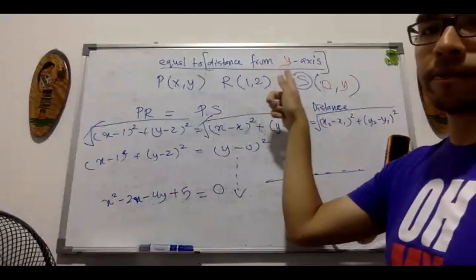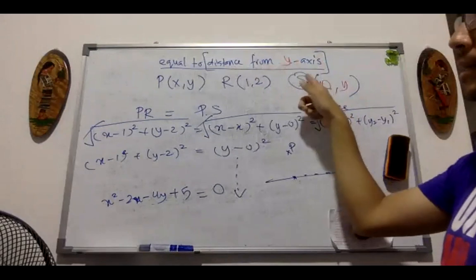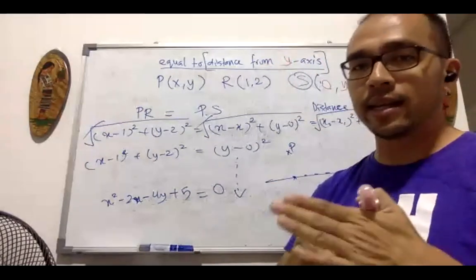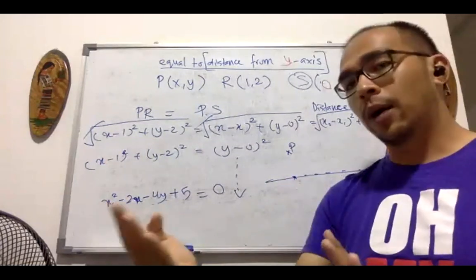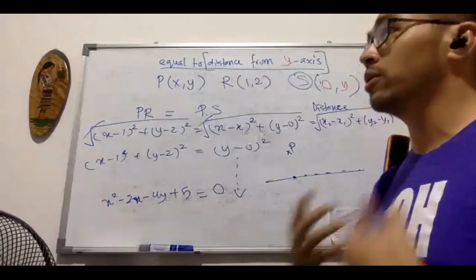Bagus juga kamu tahu this thing. Okay, kalau distance from y-axis begini, kalau distance from x-axis is x, 0. Whichever axis that is the same distance, that's the one that becomes the unknown. Dia punya kawan yang akan jadi 0. Simple way to remember this.